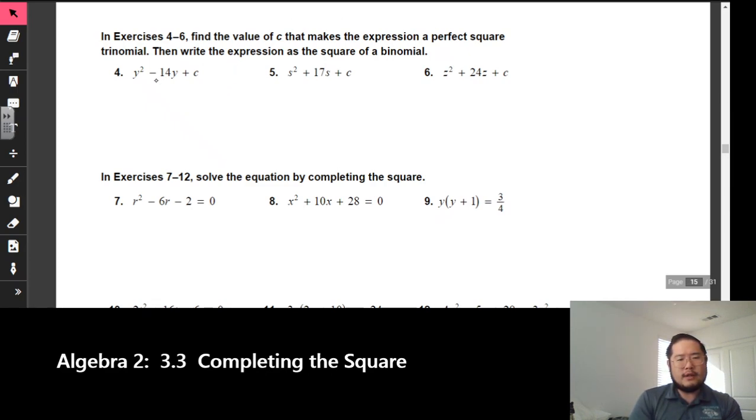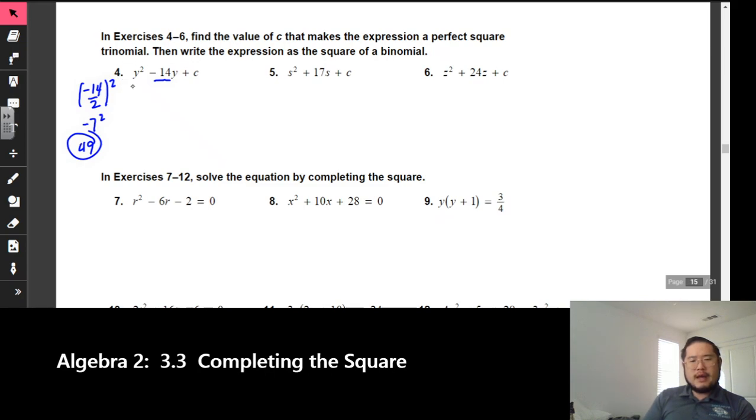My b term, hopefully you realize, is negative 14. The a term is with the exponent, the b term is with just the variable, and the c term is the constant. So let's take the b term, negative 14. We divide it by 2 and then square it. Negative 14 divided by 2 is negative 7. You square it, and we end up with 49. That right there is your c term.